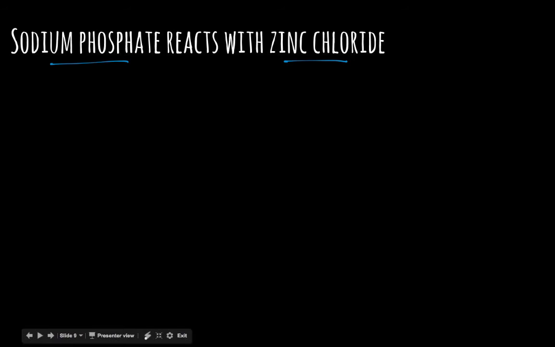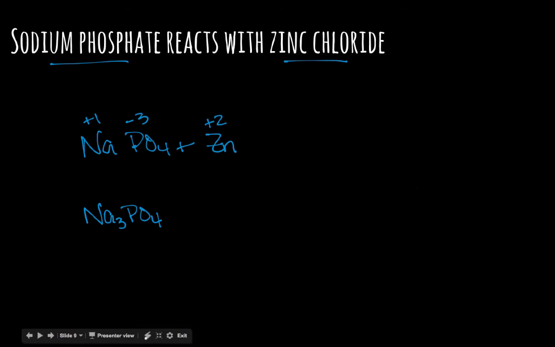So sodium phosphate, sodium plus 1. Phosphate's a polyatomic. PO4 is a minus 3. So this is going to be Na3PO4. Reacts with zinc chloride. Zinc is a plus 2. Chlorine is a minus 1. So that's going to be ZnCl2.